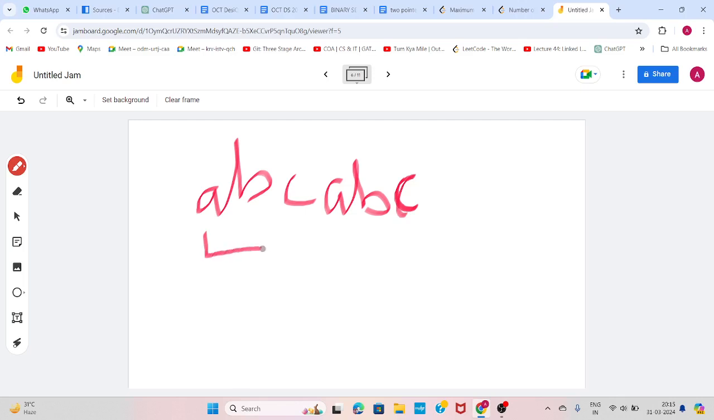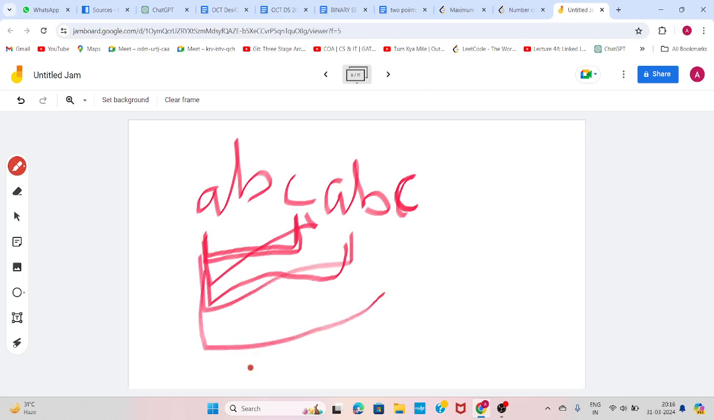Now we have ABC. We get ABC here. So once the array is valid, once the length of the array is 3, if we add more numbers, the array length will not decrease, it will only increase. It means if this one is valid, then this is also valid, this is also valid, this is also valid.